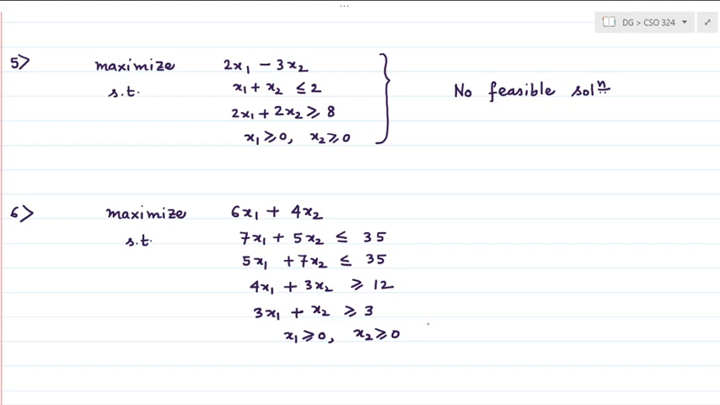For this problem you will find an optimum solution, but you will see that some of the constraints, precisely this constraint, is redundant in nature. Even if you do not have this constraint, the feasible region is the same, and such a case is called redundancy.